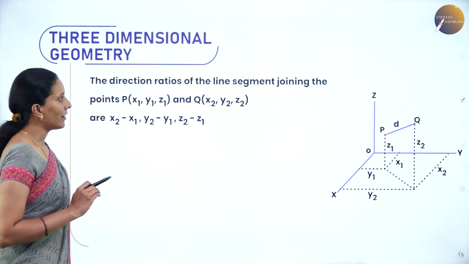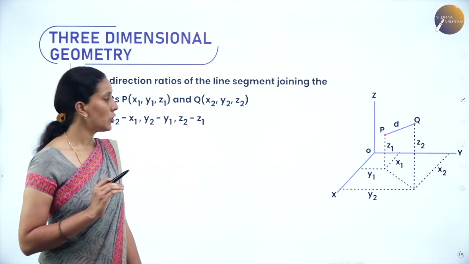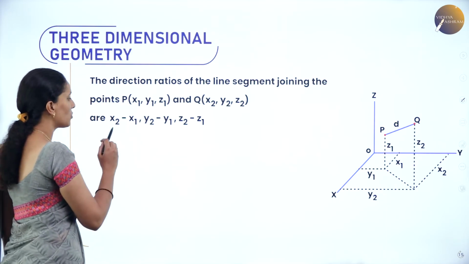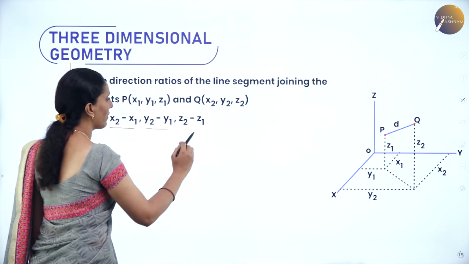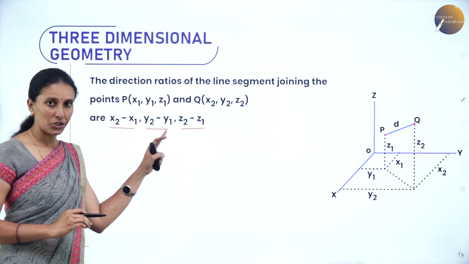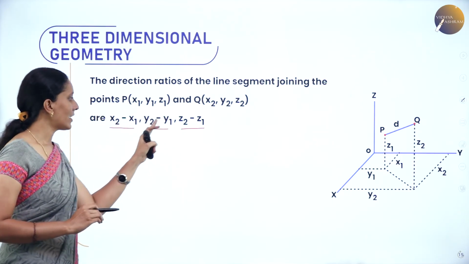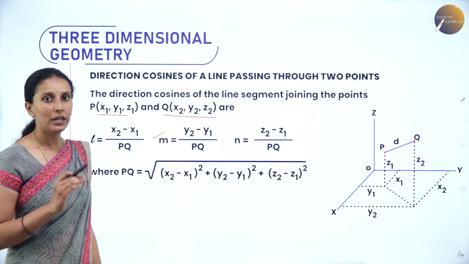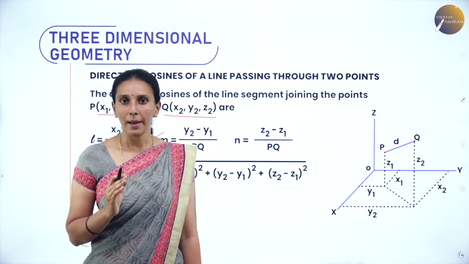Next, the direction ratios of the line segment joining the points P and Q are x2 minus x1, y2 minus y1 and z2 minus z1. Whenever these direction ratios are divided by the distance PQ, that will give you the direction cosines L, M and N.